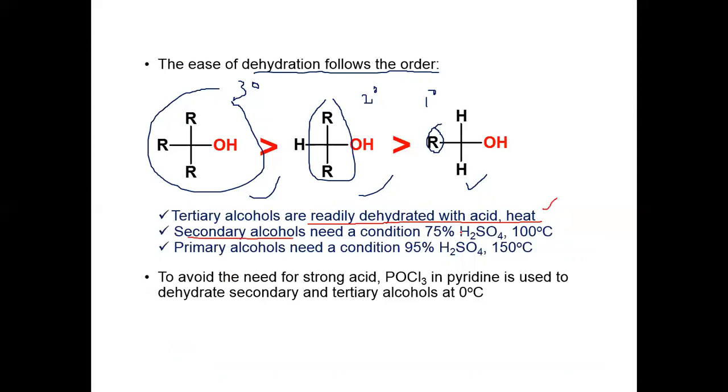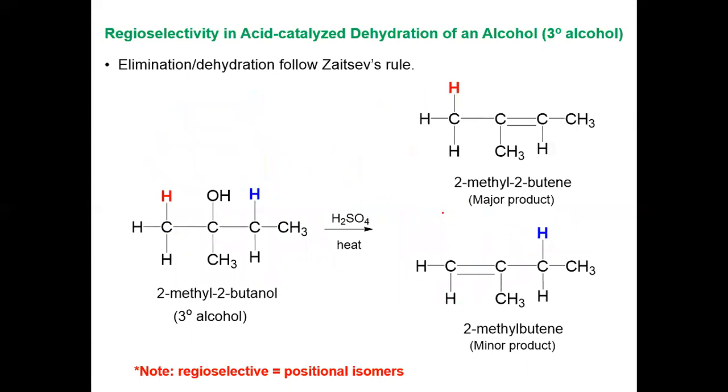For a secondary alcohol, you need 75% acid. Sangat kuat ni. Suhu 100. Primary, 95% acid dengan 150. So dah semakin sukar sebab condition dia semakin harsh. To avoid the need for strong acid H2SO4, POCl3 in pyridine is used to dehydrate secondary and tertiary alcohols at 0 Celsius. Okay, these are the rules that govern your products.